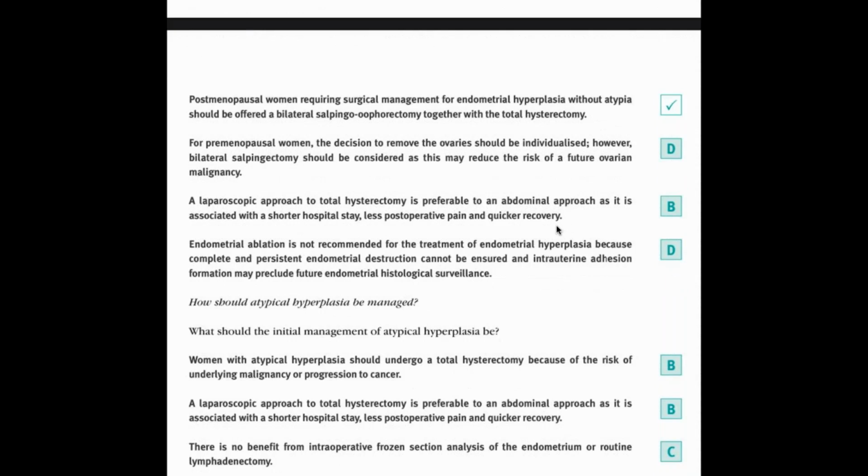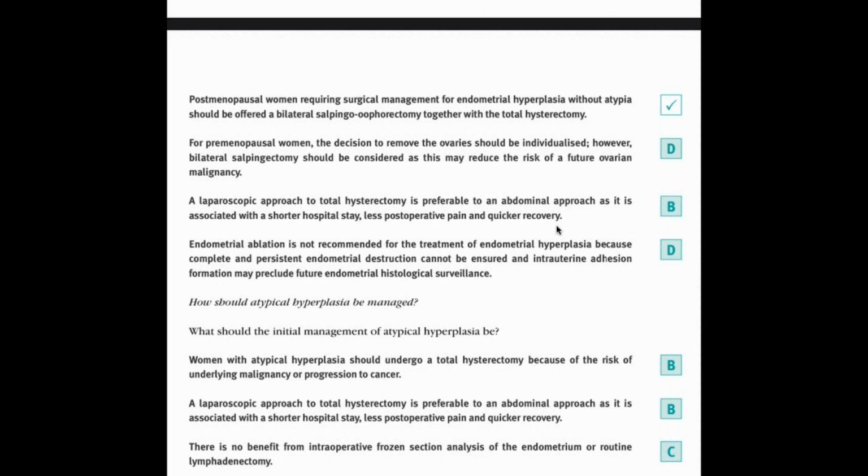A laparoscopic approach to total hysterectomy is preferred to an abdominal approach, as it is associated with shorter hospital stay, less postoperative pain, and quicker recovery. Now, when you talk about the hysterectomy and offer it to her, you're going to mention it's going to be done through keyhole surgery. Okay, unless the patient has, for example, let's say multiple previous surgeries, comorbidities that would put her at increased risk of having a laparoscopy done, then a better approach would be an open surgery. So it actually depends on the comorbidities and the risk factors in the patient.